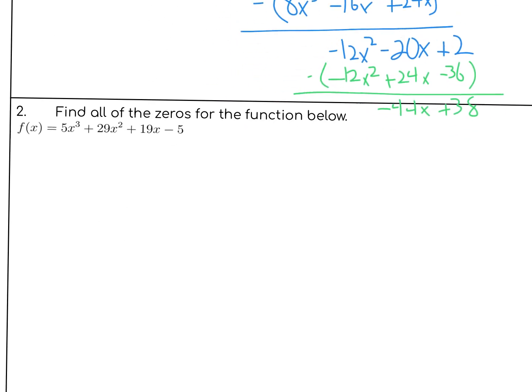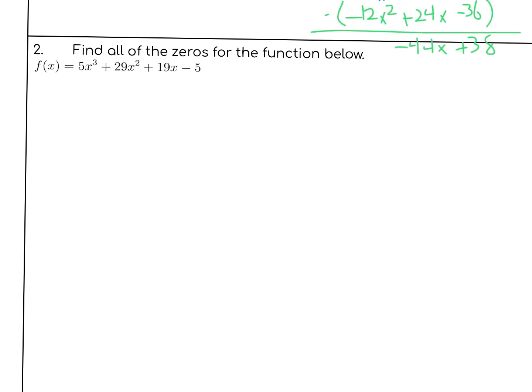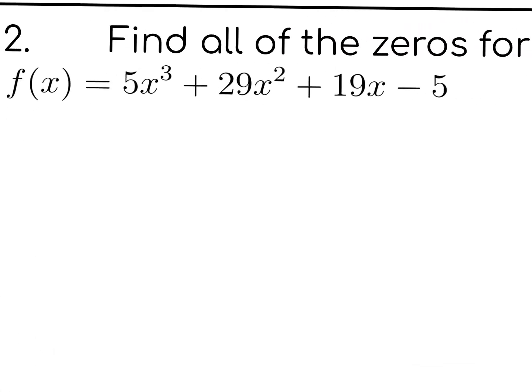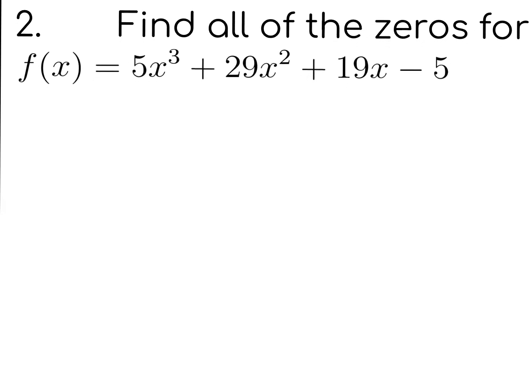Next, what we got? Find all the zeros. Alright, so I'm not given any zeros, so I got to figure out what some zeros are. So let's zoom in. Let's try the number 1, I can do that mentally. If I plug in the number 1, I'll have 5 plus 29 plus 19 minus 5. That's not 0. Let's do negative 1. Negative 5. Ooh, I like that.